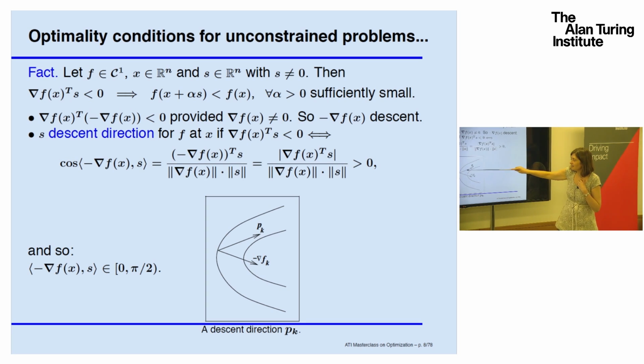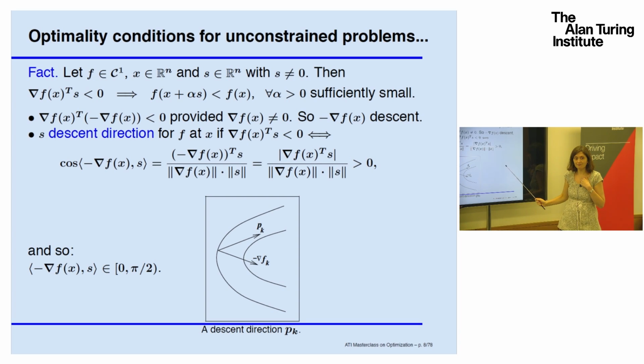If this direction pk is orthogonal to the negative gradient, so it's somewhere here, then you can see that it would keep me on the same level set of f, and I wouldn't be able to go down. And if it's an obtuse angle, it would take me uphill. So I think of the negative gradient direction as sort of a reference direction, and then everything that's not too far from it is fine.